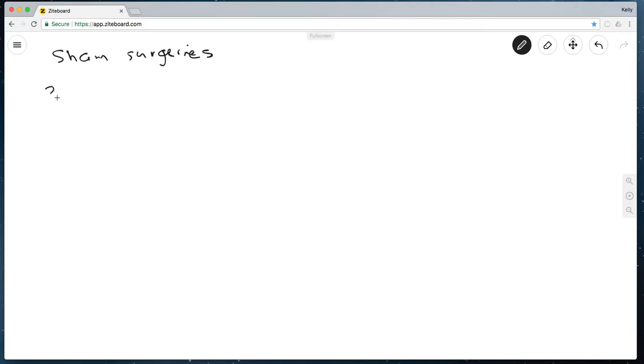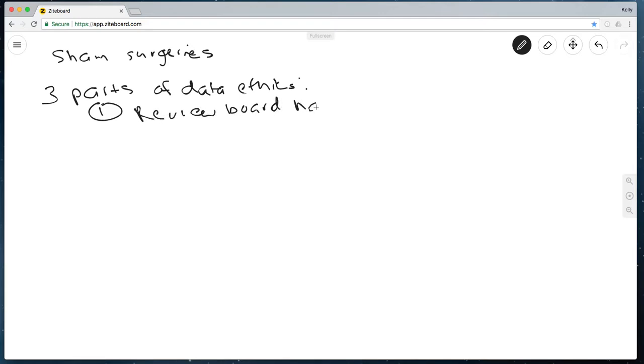Okay? The next thing you need to memorize is the 3 parts of data ethics. It's just a memorization question. You don't need to do any word problems with it. First of all, if you've forgotten, a review board has to approve. You can't just give anybody medicine and put all this weird stuff in it and hope it's okay. It has to go to a review board and you have to tell them what's in it and what you think might happen so they can approve whether that's ethical or not to give to humans.